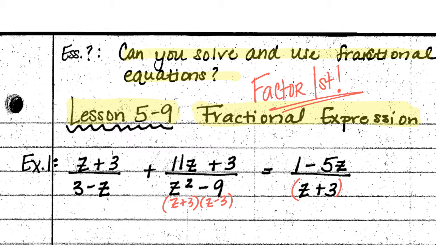And here we have another z plus 3. And because this is not z minus 3, I'm going to factor out that negative 1, and I'm going to distribute it through here. So notice now I have another z minus 3. The reason I did that is because I have a matching z minus 3 and a matching z plus 3. So I know my common denominator is z plus 3 times z minus 3.